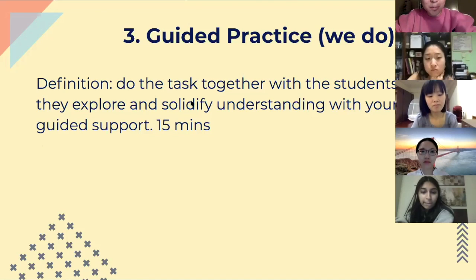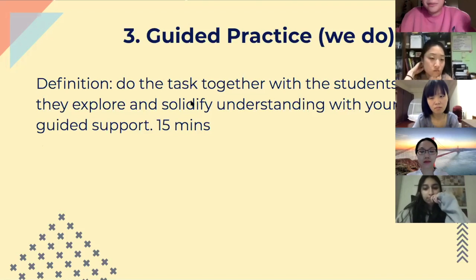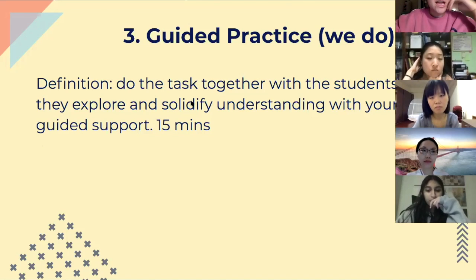So I would say this part really depends on what you're doing and what you're teaching. It could take a long time, or if it's just very simple problems, it could be very simple. But I would say about 15 minutes, so they can really talk it through with you. This is really the time that they're exploring. So they're not going to get it right, probably. But this is where you support them, right?